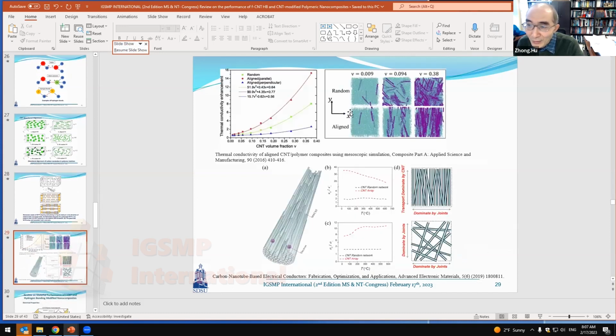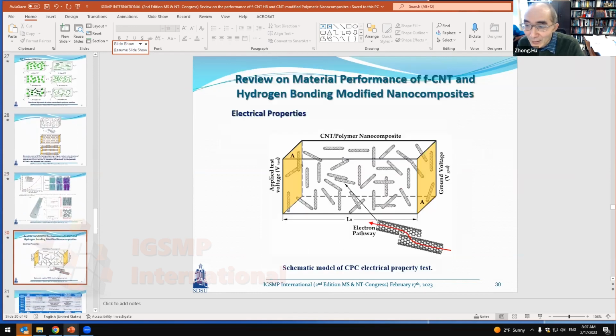This is just one of the examples. You can see if you have aligned the fiber, the performance will be way higher. This is just for the thermal conductivity. You can imagine, even for the electrical and the mechanical, it will be totally different. But this is only for the alignment direction. So first, we have a quick review of the material performance.